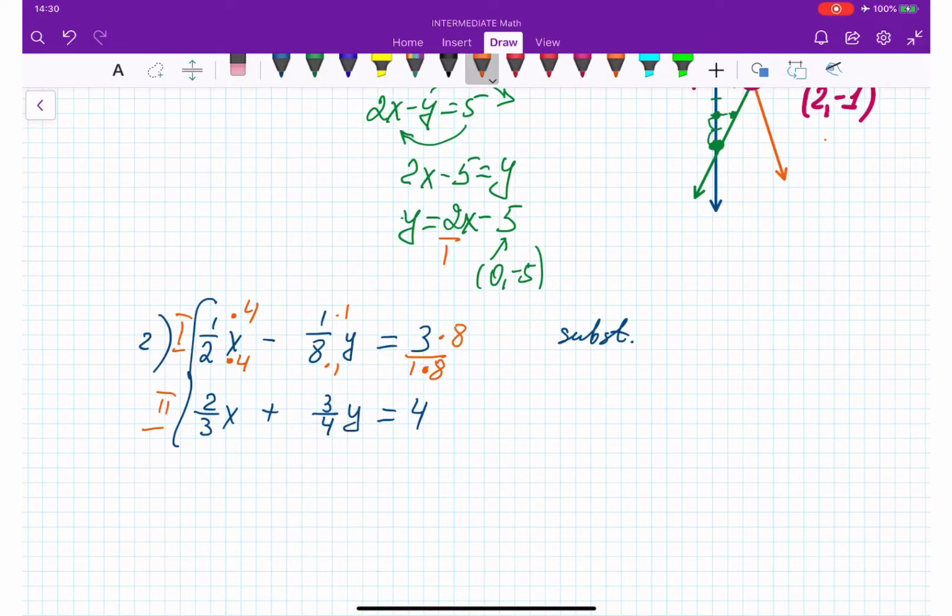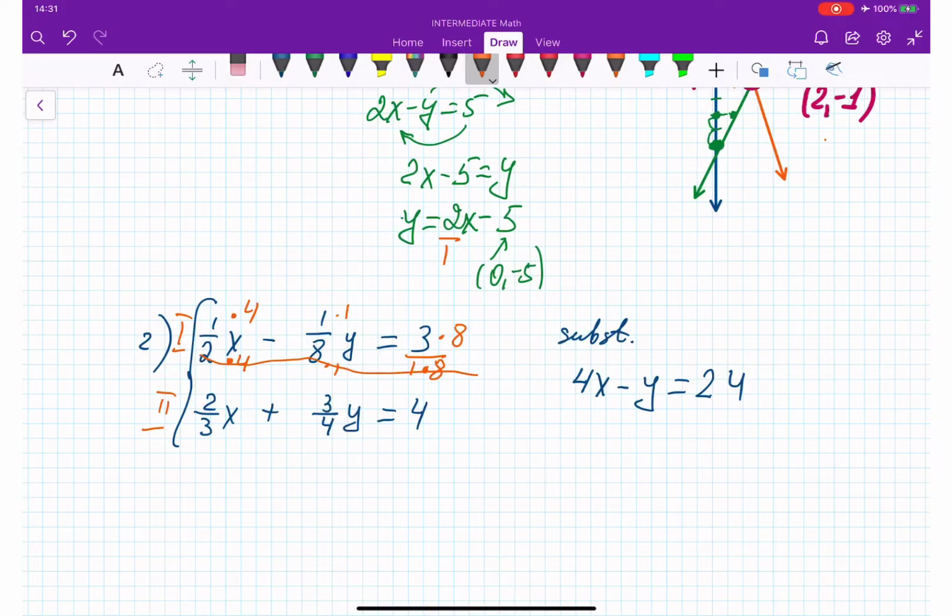Now, in an equation, if every single denominator is the same across the equation, we can drop this denominator, which we have here: 8, 8, and 8. We drop it. So we will have here 4x minus y equal 24.